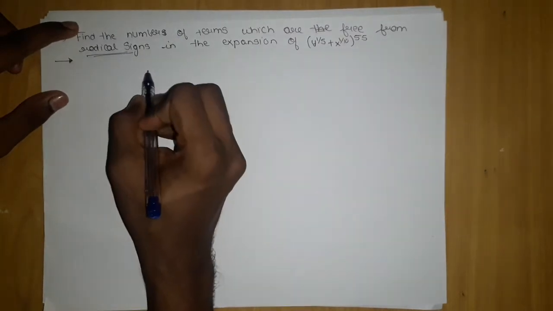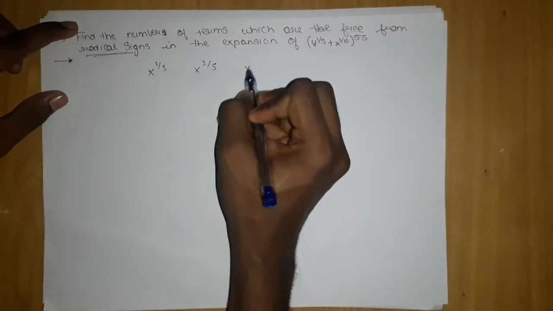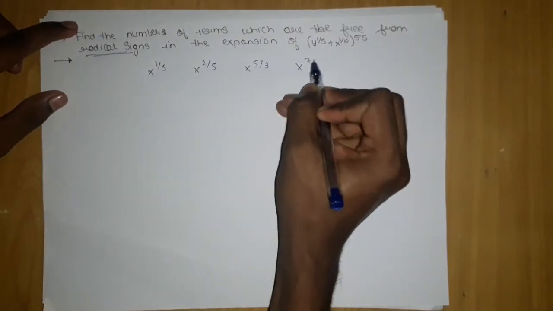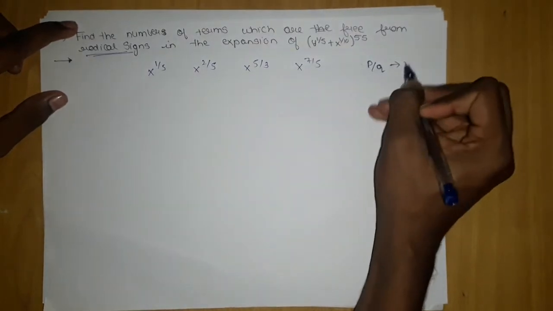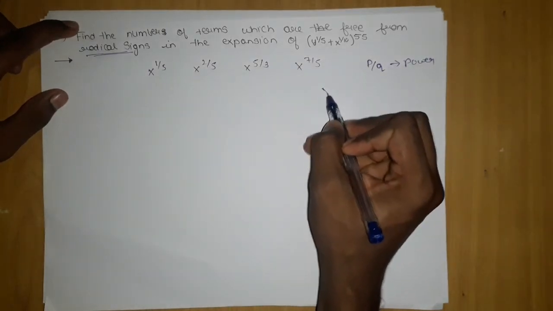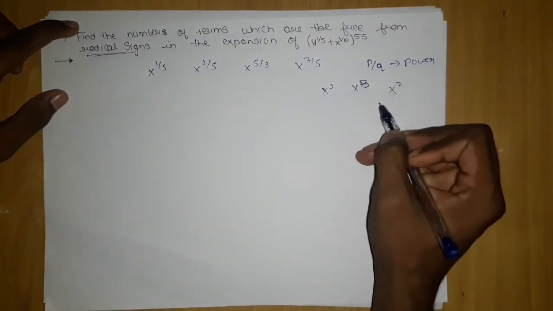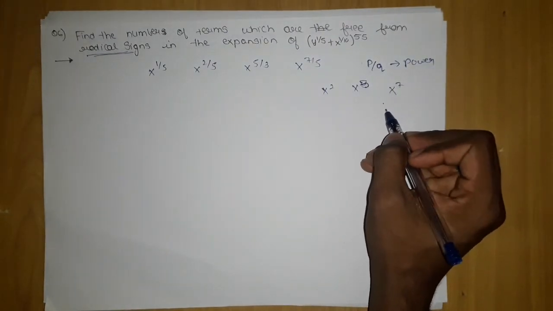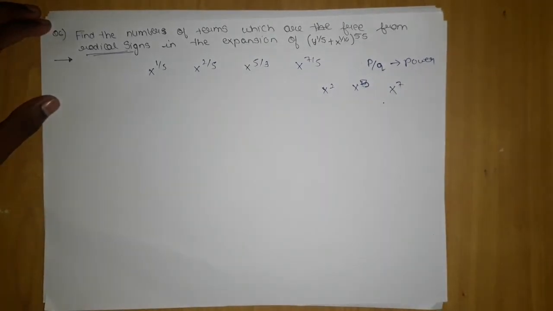Radical sign means nothing but, if I have, say, x^(1/5), x^(2/5), x^(5/3), x^(7/5), these are in p by q format. A power in p by q format is nothing but a radical sign. If you have a constant number like x^2, x^3, x^7, these are not radicals, they are simple powers. Radicals means a p by q format power, so you have to get rid of this.